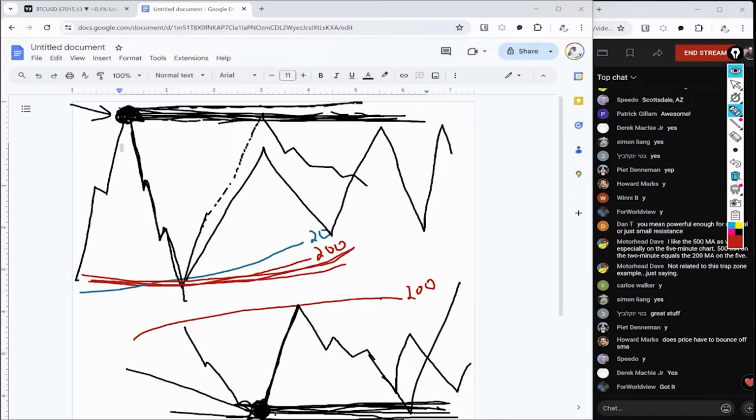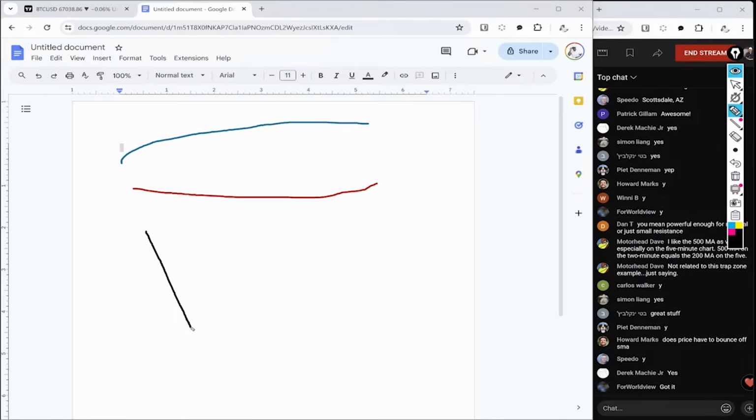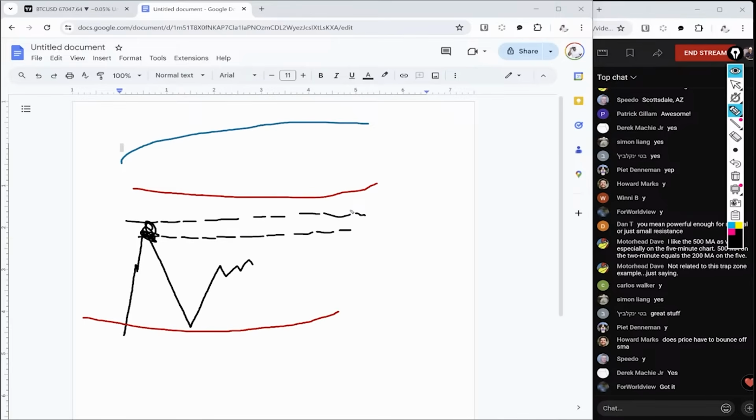So remember the two types here, guys. Remember, you can have moving average trap zone. You can have price moving average. Let's do it like that. And of course, this price one can be reversed. Your moving average can be the resistance. Your price bottom can be the support.